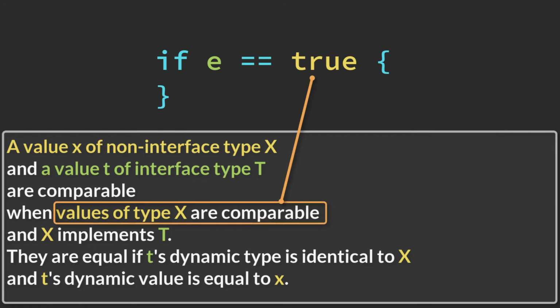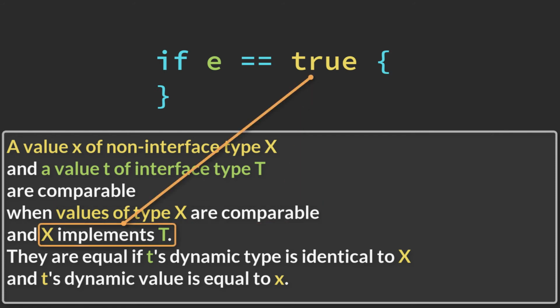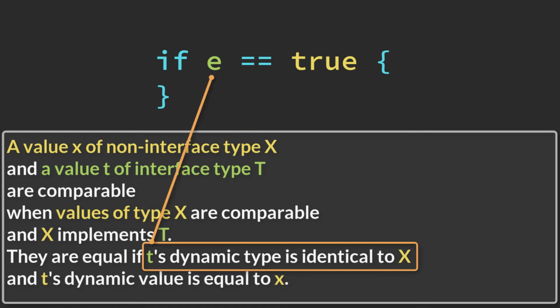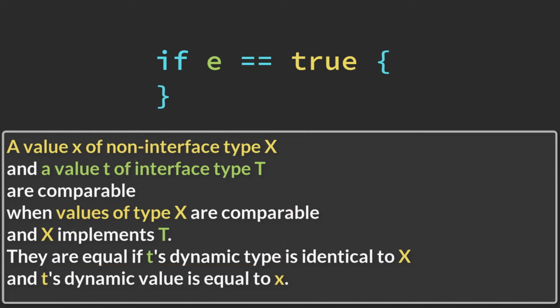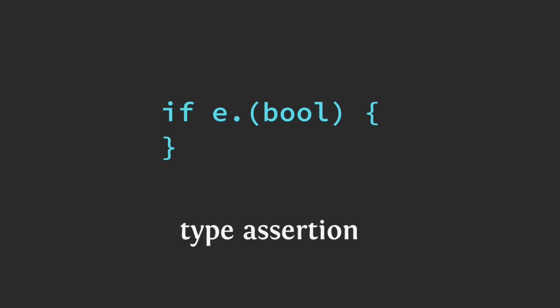Booleans are comparable. Booleans implement the empty interface, because every type does. e's dynamic type is bool, hence identical to the type of true, which is a literal Boolean value. And e's dynamic value is true, which is equal to the literal value true. As an alternative option to e equals true, we also could have used a type assertion to reveal the dynamic type of e. The downside of this approach is that the assertion panics if e's dynamic type is not bool.